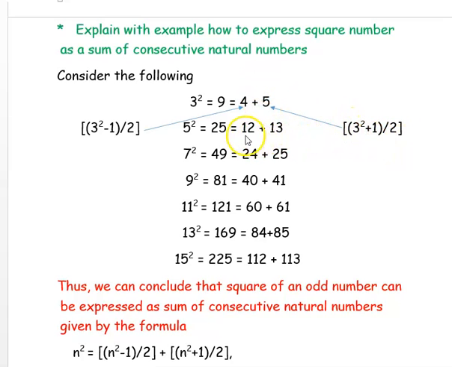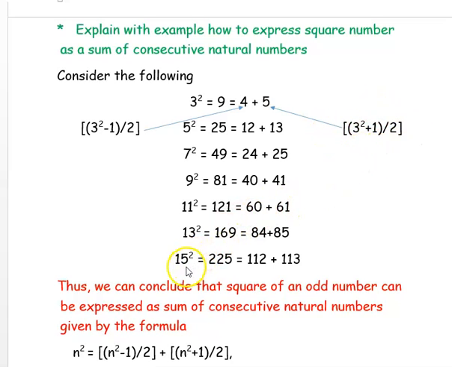The same way, if you take this 5 square, which is 25, I have written as 12 plus 13. How I got this 12 is 5 squared minus 1 divided by 2. So 5 square is 25 minus 1 is 24. 24 divided by 2 is 12. Same way, how I got this 13 is 5 square plus 1 divided by 2. 5 square is 25 plus 1 is 26 divided by 2 is 13. I got all these numbers, 24, 25, 40, 41, by using this formula.